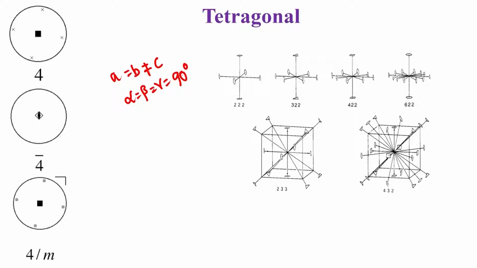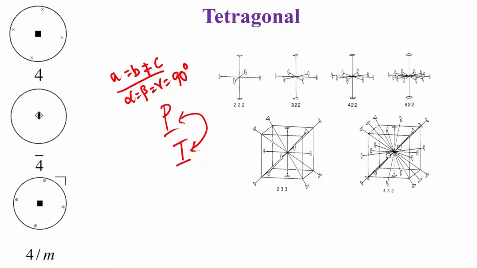Apart from that, since A is equal to B and not equal to C, the number of types of lattices as a consequence will reduce. It will be now only a primitive lattice and a body centered lattice. Only these two are possible in a tetragonal symmetry.